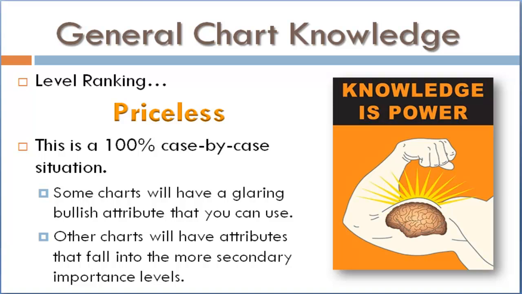And it's a totally 100% case-by-case situation. I'm not going to be laying out hard ground rules of when general chart knowledge should be used and shouldn't. That's up to you, and it's totally case by case. We'll go through examples where hopefully there are some things that are glaringly obvious, that are bullish, that make the strategy easier to use, and then you can just go with that. Other charts are just going to have attributes that, while important, fall into a different level of importance, so you should make note of them, but they're not going to be a driving force. So you'll have those secondary important levels too.